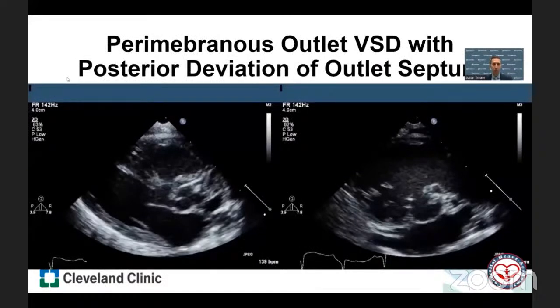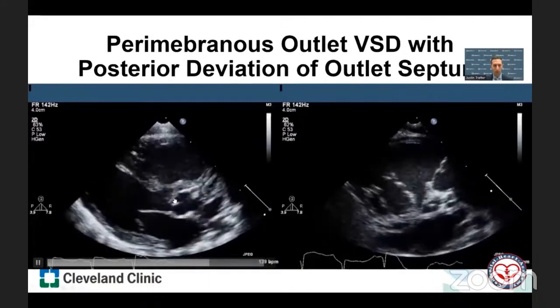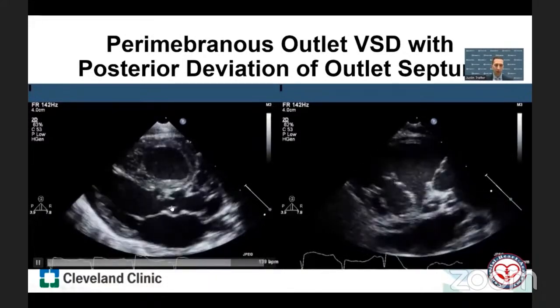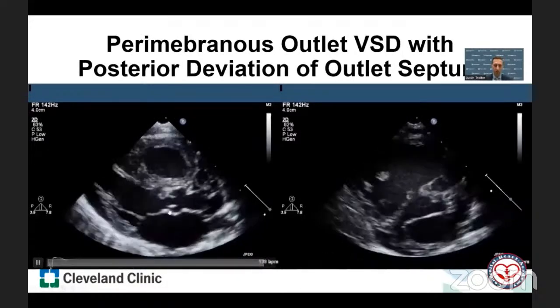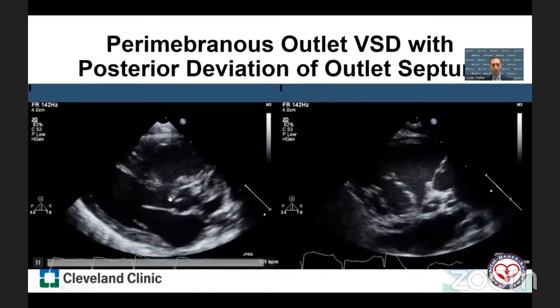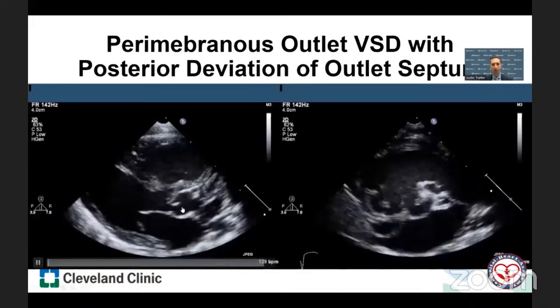These are echo images of a patient with a perimembranous outlet ventricular septal defect with posterior deviation of the outlet septum. So if we look at the parasternal long axis view, in the left ventricular outflow tract, the aortic valve, the plane of the virtual basal ring is relatively hypoplastic. There's the outlet septum, which is now tipped posteriorly into the left ventricular outflow tract under the aortic valve, causing subaortic obstruction.